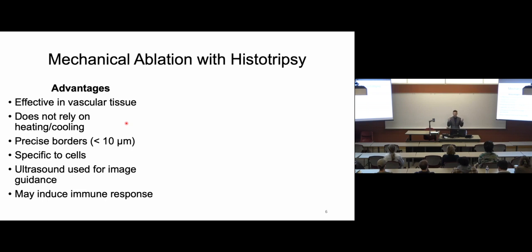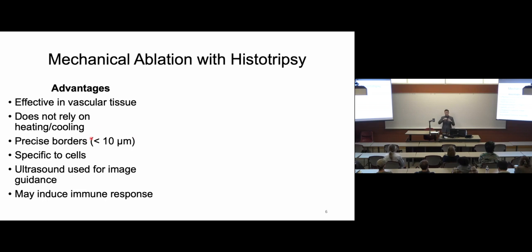If you're trying to treat a clot or something like that in a vessel, it's effective. It has very precise treatment borders. So the ablation is really restricted to the locations of bubble formation. If you look histologically at the edges of the ablation zones, there's a very thin rim of completely liquefied and completely intact tissue. It's very specific to cells.